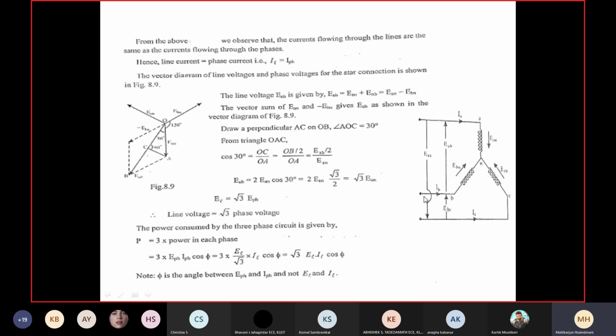EAB is the voltage between any two lines. EAN is the voltage between line and neutral. Therefore, I am able to measure two different voltages. To give a real-time example, in our distribution system, 440 volt three-phase. When I say a voltage, that is the voltage between line 1 and line 2, line 2 and line 3, or line 3 and line 1. That is called line to line voltage, 440 volt, three phase.